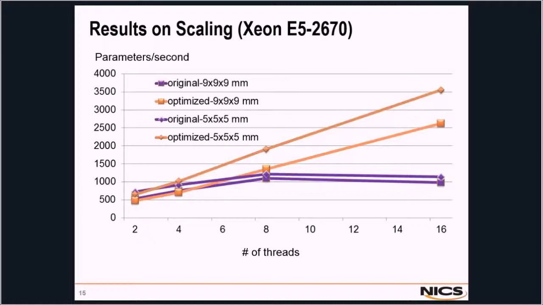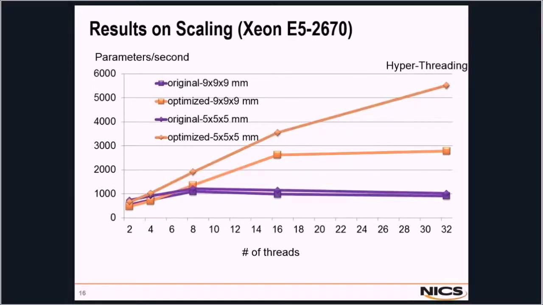This is on a Xeon E5 with 16 cores. Even when we turn on hyperthreading, we can still see some performance boost. It's more obvious for a smaller patch like 5 by 5 by 5. If we go to 3 by 3 by 3, which takes a long time to run and which I didn't show in this plot, it will be even better. From this plot, you can see that with the optimized procedure, we get about 5 times speedup compared to the original code.